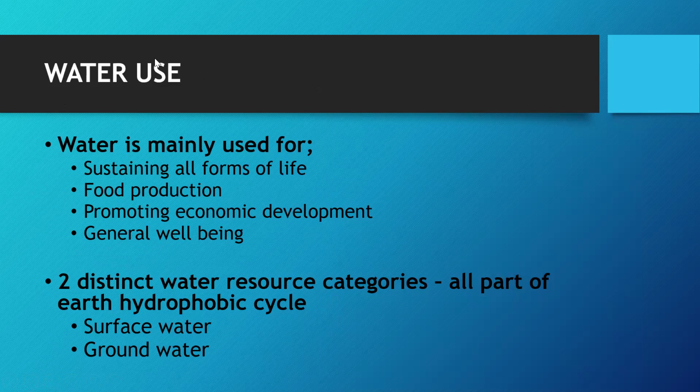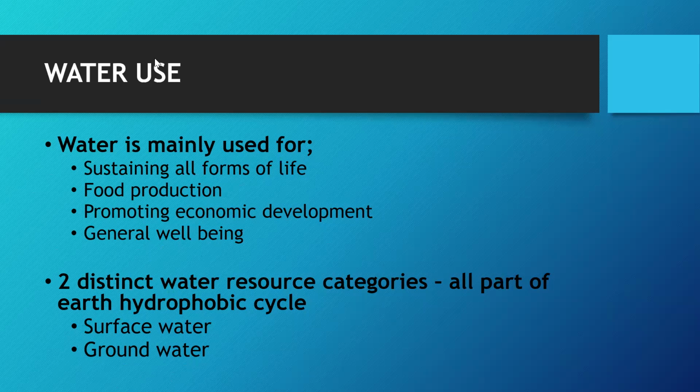I'll take up from here and would like to know some of the uses of water. Water is mainly used for sustaining all forms of life: human life, eco-life, wildlife. And then we also use this water in food production. We've seen it being used majorly in the industries, even at home.